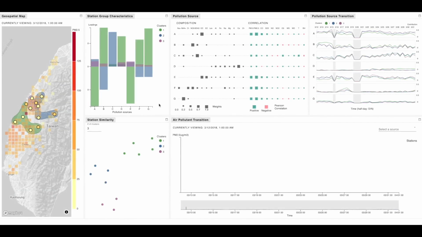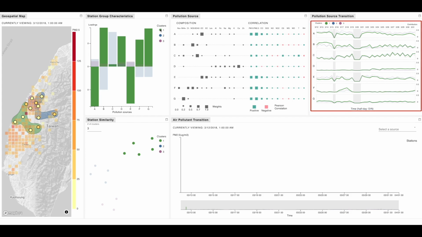We demonstrate the effectiveness of our system and the flexible analysis workflow with one representative case study. This case is about the 12 stations in the central region of Taiwan from mid-March to the end of March. In the group characteristics view, we notice that many sources have high absolute loadings on cluster 1. When we highlight cluster 1, we see that in the pollution source transition view, sources with positive loadings have different levels of peaks compared to other clusters.